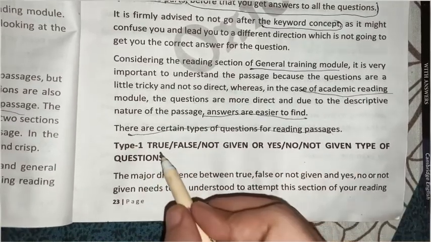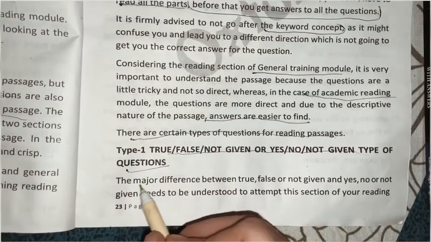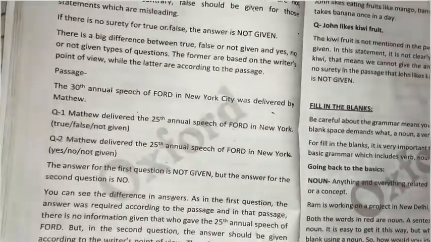Okay, so have you understood what we have discussed in the previous one? These are certain types of questions for reading passages: true, false, not given, or yes, no, not given. The major difference between true, false, not given and yes, no, not given, we need to understand first.